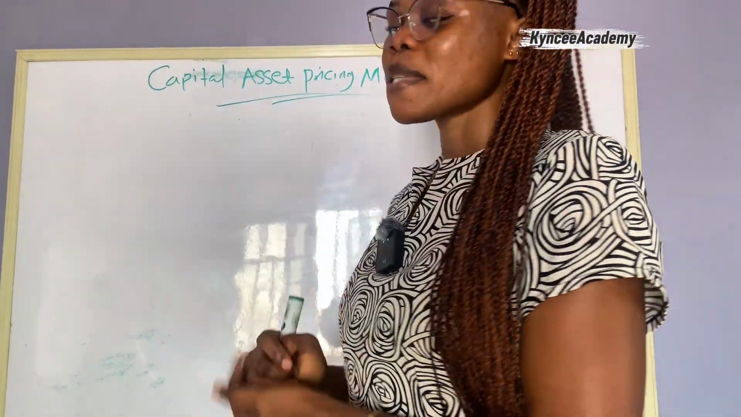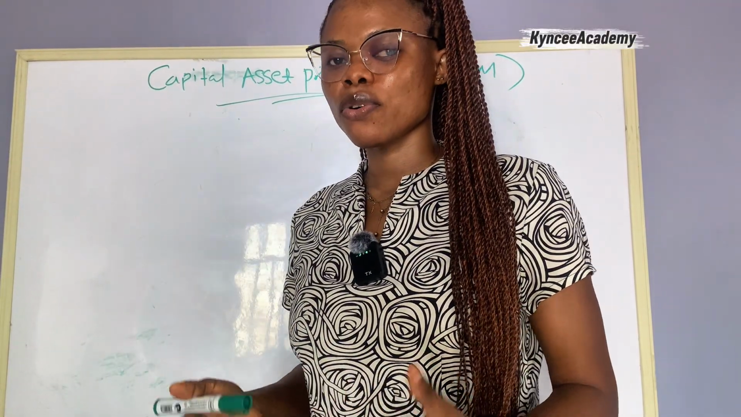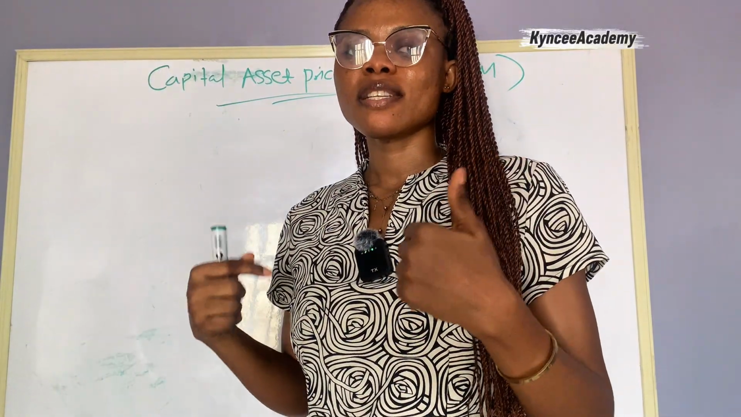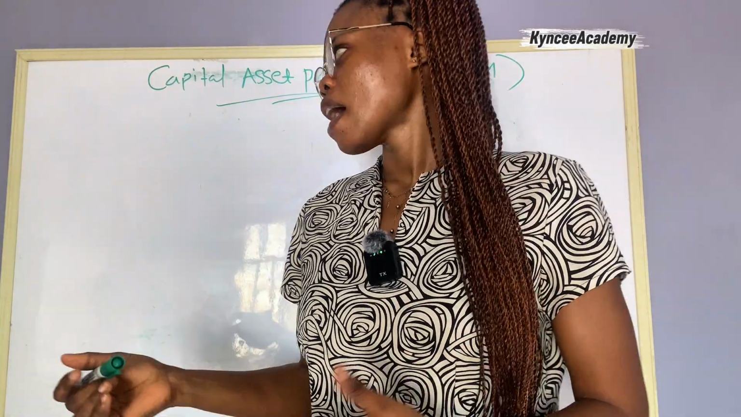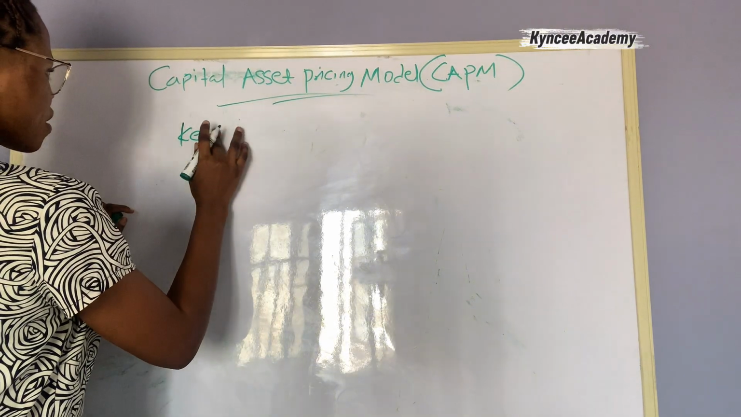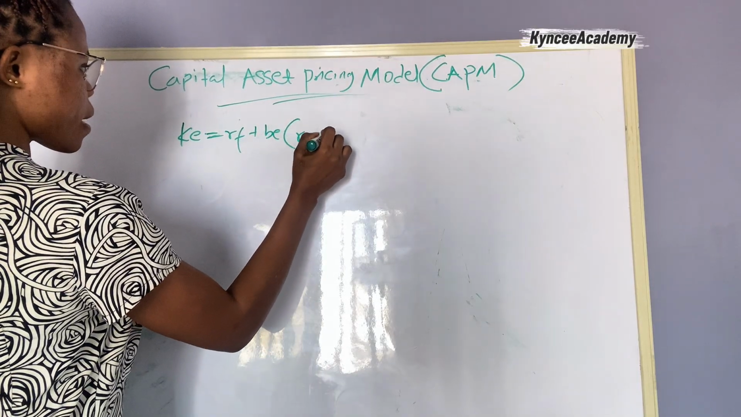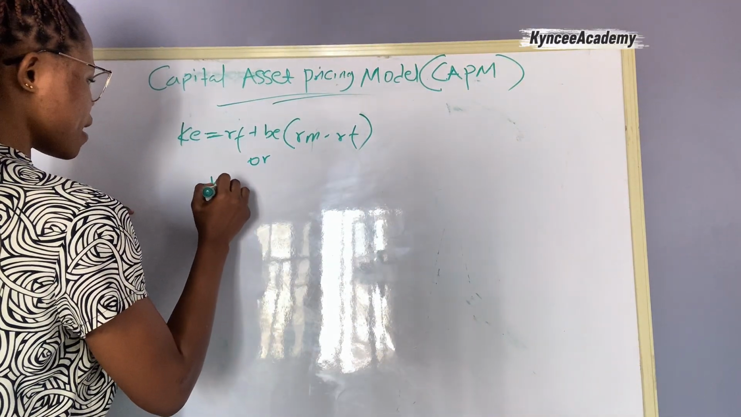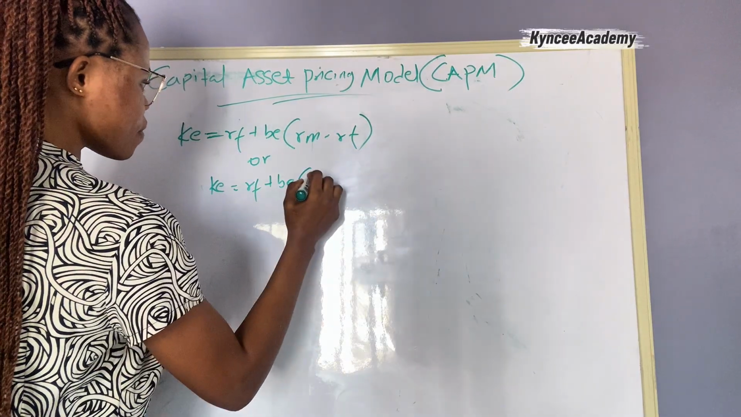So CAPM means capital asset pricing model. Capital asset pricing model is a method of evaluating cost of equity. This method puts into consideration the risk that is associated with businesses. So the formula is Ke = Rf + βe(Rm - Rf), or Ke = Rf + βe(risk premium).